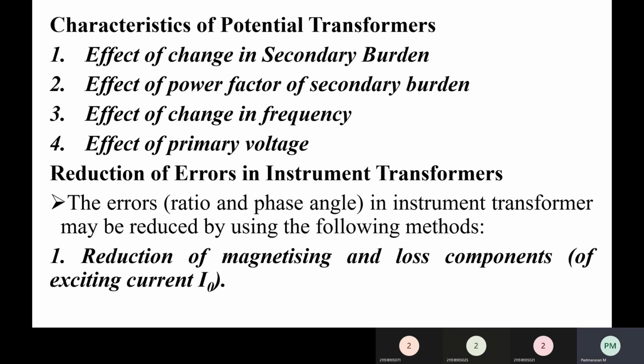Next we will see the characteristics of potential transformers. The first characteristic is the effect of change in secondary burden. With the increase in secondary burden, the secondary current is increased.